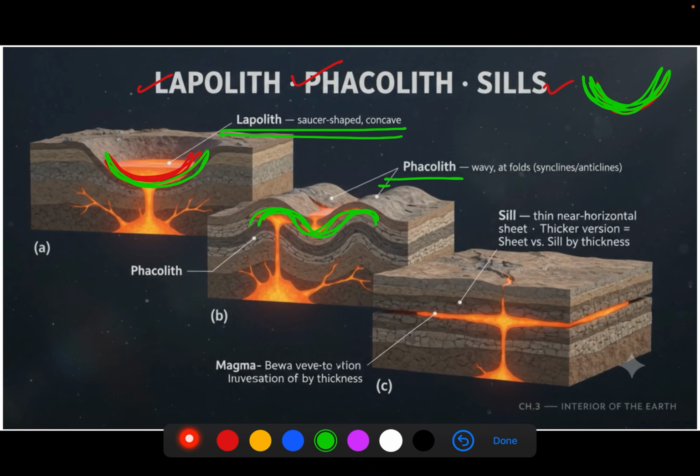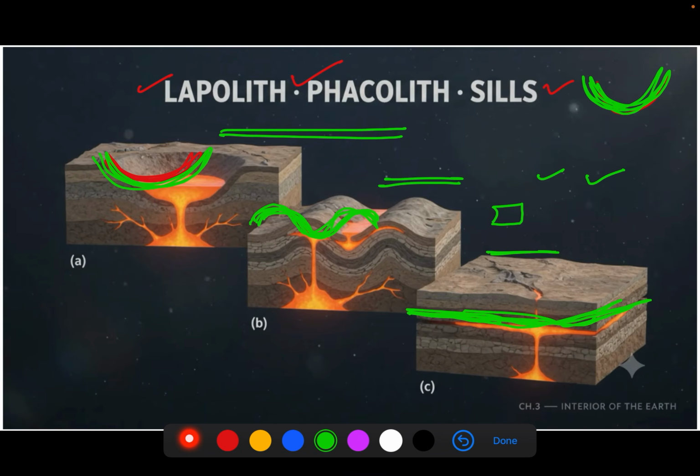Then you can see that here it's wave-like shaped. You can remember phacolith, syncline and anticline. And then you can see a near horizontal one like this. The magma is solidified. It is called a sill. There can be a sill or a sheet. We will look at the difference between a sheet and a sill. But just now remember: what is saucer-like? It's a lapolith. What is wave-like? It's a phacolith. And what is horizontal? It's a sill, right?